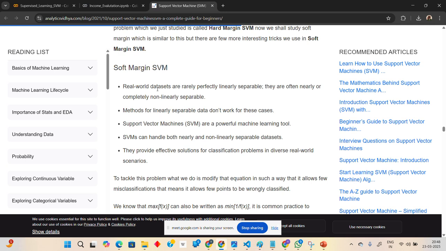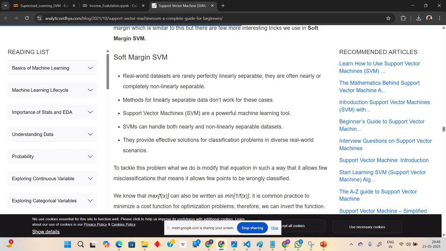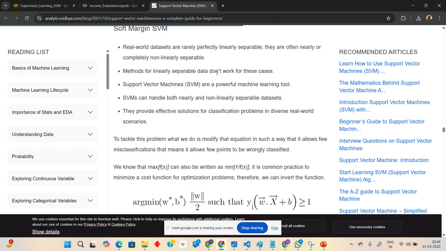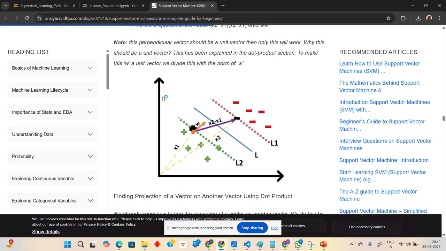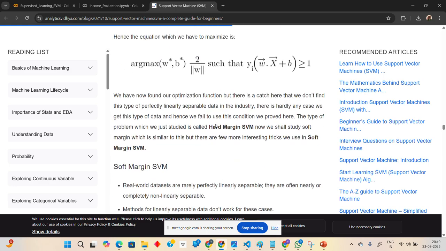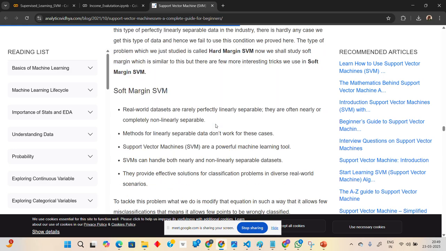Then we often go for non-linear separable. Methods which are there for linearly separable data don't work for this case. If we have things very clearly defined, where we know which class each point belongs to, then we can consider those hard margin, and then we can simply use that. With pen and paper also you can easily solve it, isn't it? If you find line equations and all.